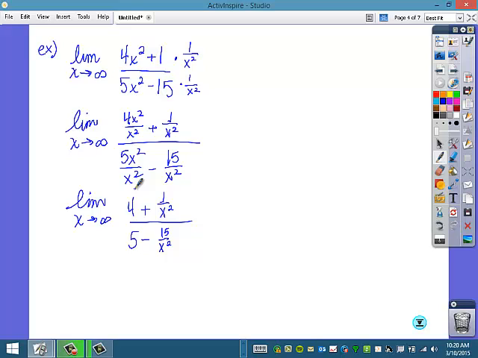All right, so the limit as x approaches infinity of 4 is just 4. The limit as x approaches infinity of 1 over x squared is just 0. The limit as x approaches infinity of 5, the constant, is just 5. And the limit as x approaches infinity of negative 15 over x squared is also 0. So this leaves me with 4/5.